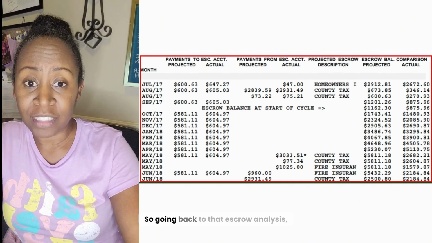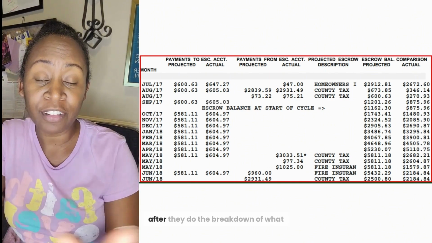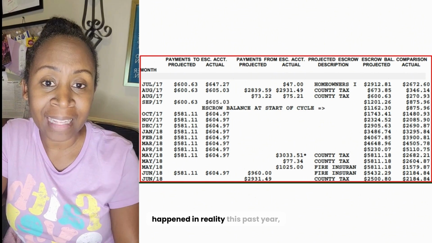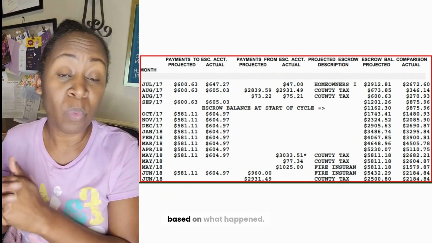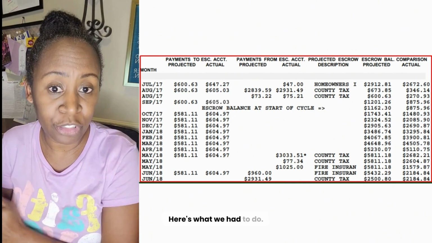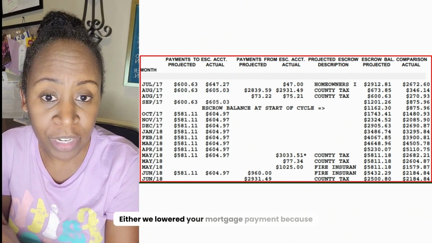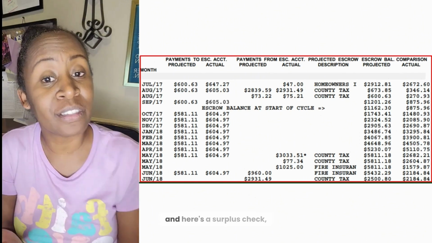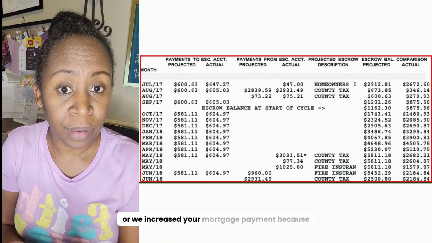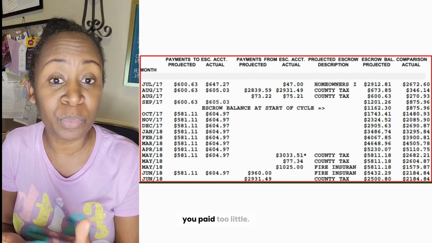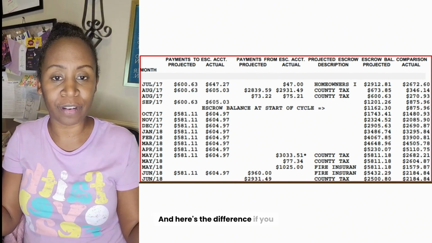So going back to that escrow analysis, after they do the breakdown of what happened in reality this past year, they're going to give you an explanation based on what happened. Here's what we had to do. Either we lowered your mortgage payment because you paid too much and here's a surplus check, or we increased your mortgage payment because you paid too little and here's the difference.